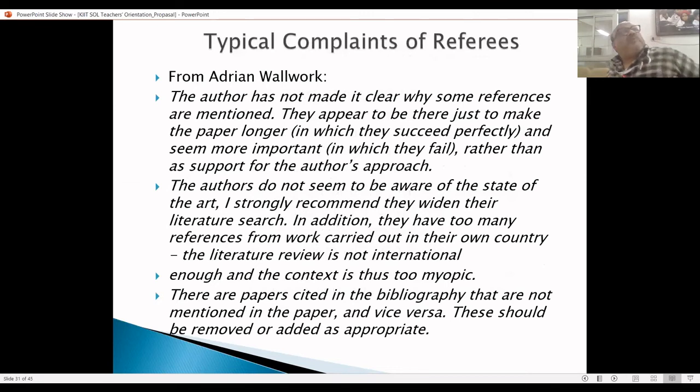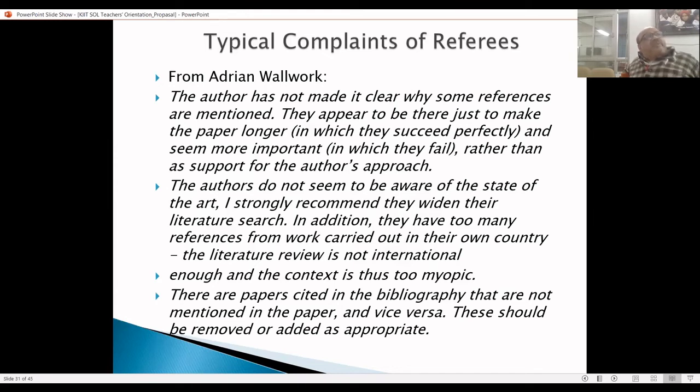Well, this I have copied from a book. What is the typical complaint when the external examiner reads your thesis or your proposal? What is that person called? In technical language, you call that person a referee. So what is the typical complaint of a referee? I have just copied it from Adrian Wallwork's book. See what the author has to say.